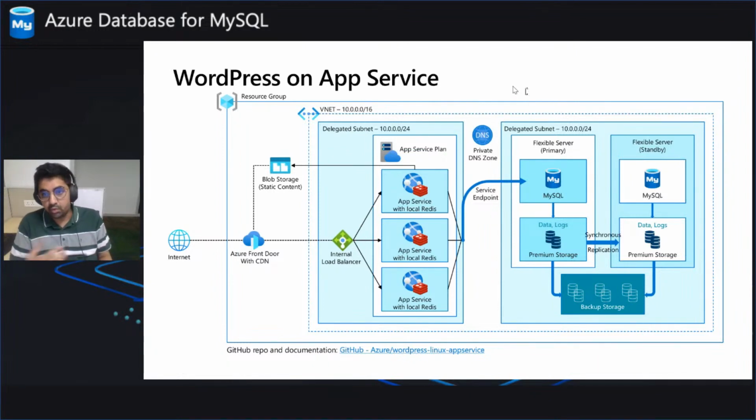And if you want to optimize your cost, or you don't want to use a high SKU, you can just decrease whenever you want. And if there is a demand, you can just increase whenever you want, right? So that's about WordPress on App Service. So we can quickly go on to a demo next.